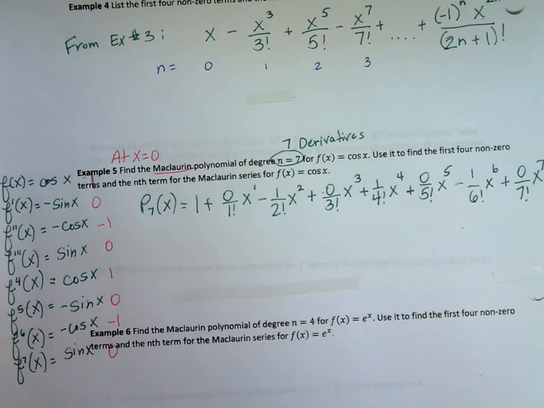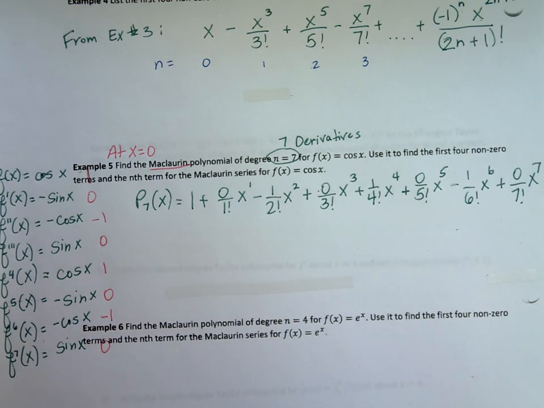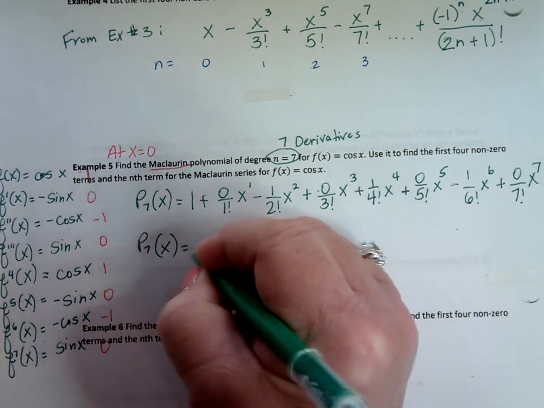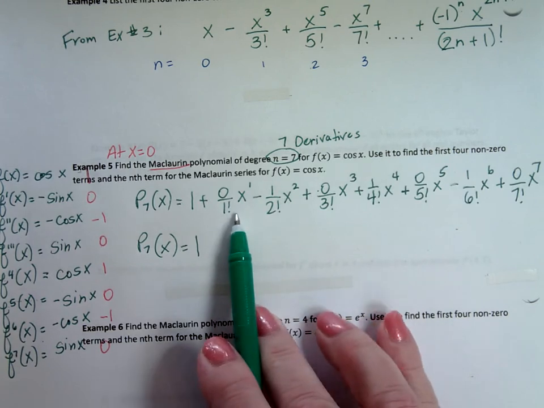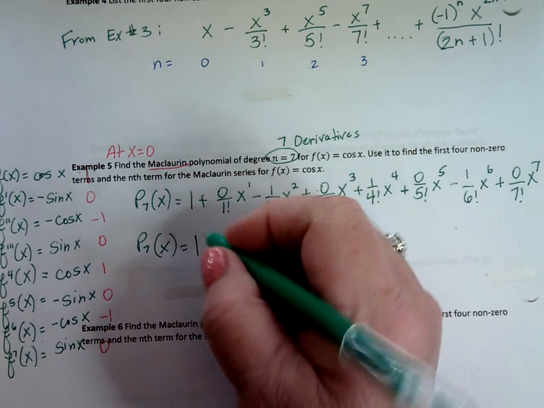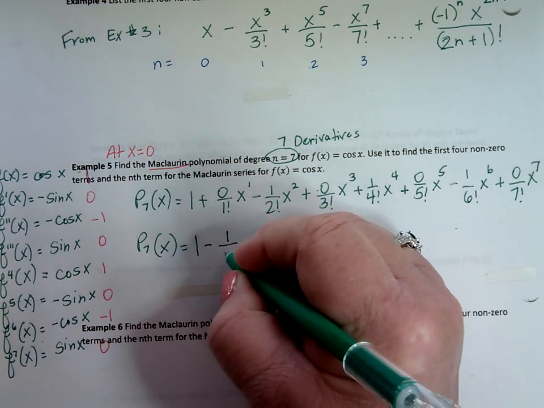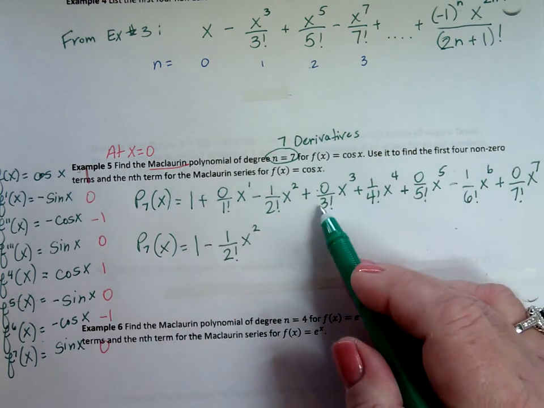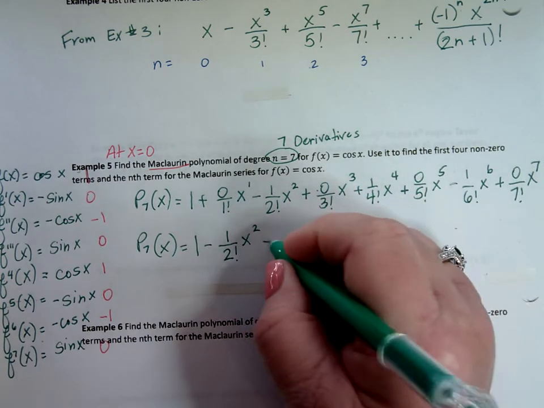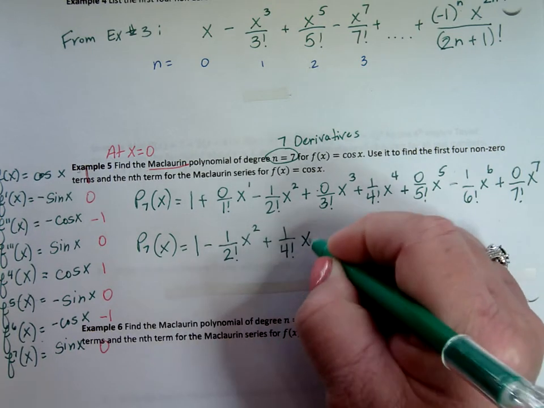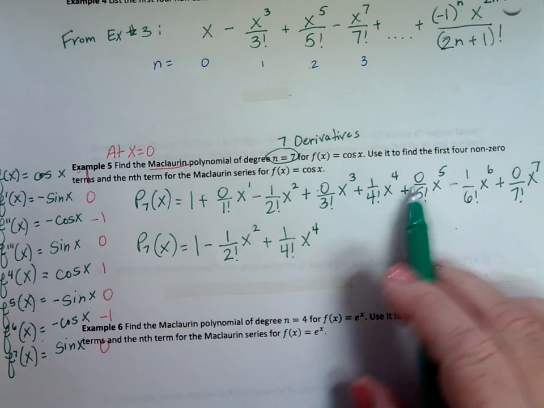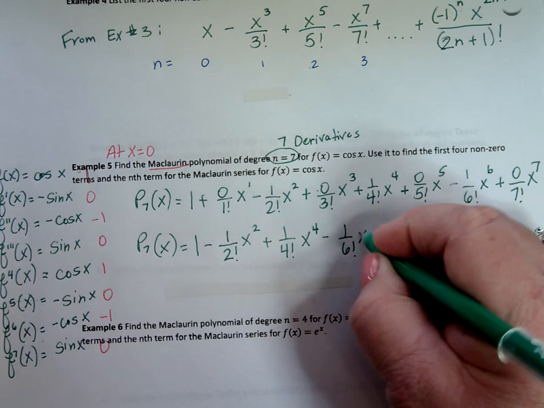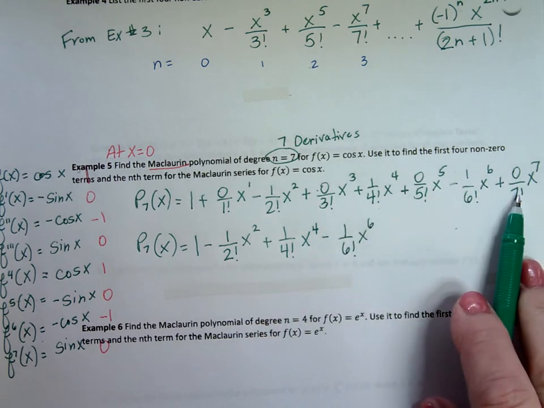Oh, you can barely see me there. We smushed it all in. And then we're going to clean it up. I have a 1. This zeroes out. I have a minus 1 over 2 factorial x squared. We'll leave it with factorial. This zeroes out. Plus 1 over 4 factorial x to the 4th. This zeroes out. Minus 1 over 6 factorial x to the 6th, and the 7th term zeroes out.